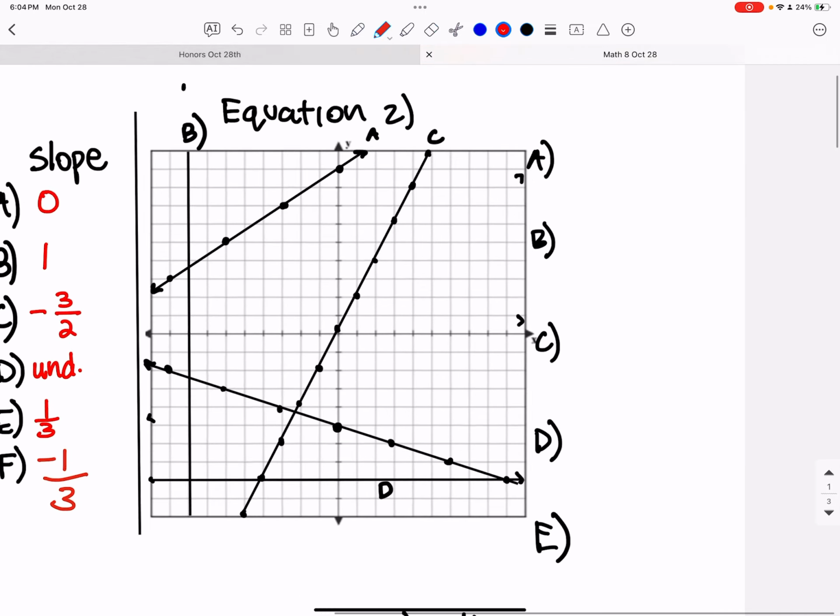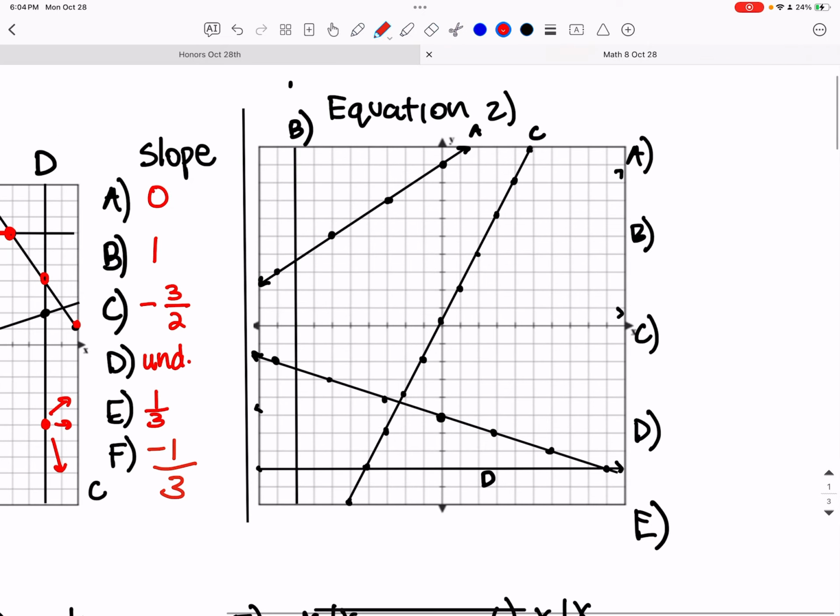Okay, over here, all of these are going to be y equals. But actually, you know what? The B, this guy who's undefined, who's stuck in time, he breaks every rule. He's going to be x equals. He breaks every rule there is to break.